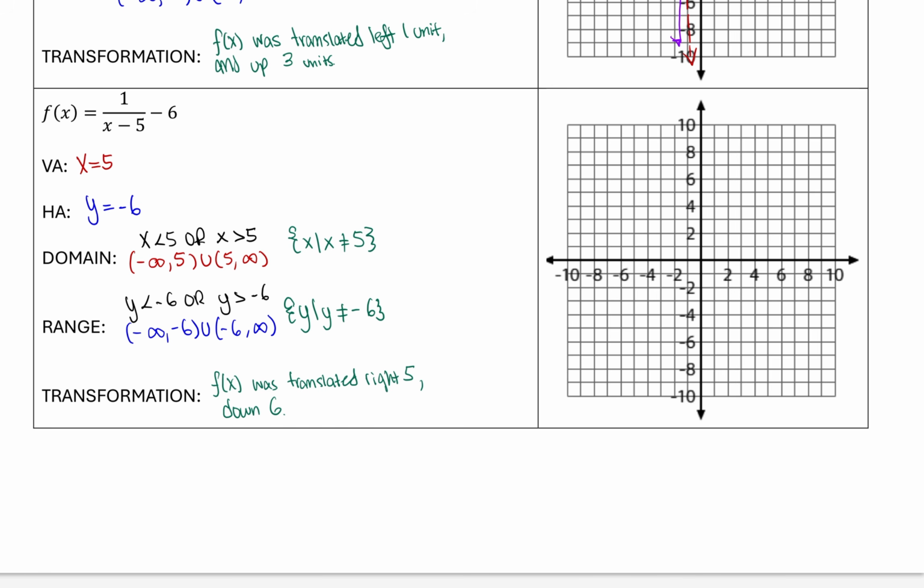We have a vertical asymptote at x equals 5, so let's go ahead and make that vertical dashed line going through x equals 5. Then we have a horizontal asymptote at y equals negative 6. Then we're going to create our hyperbolas. Again, we want to get as close as we can to those asymptotes. So we have it at quadrant number 1 right here. We do a curve going to that side. And then we have another hyperbola all the way down here. That's going to be our second hyperbola in the third quadrant.